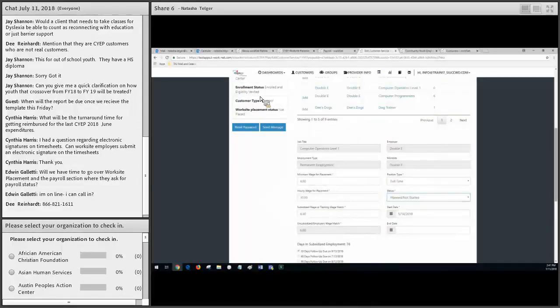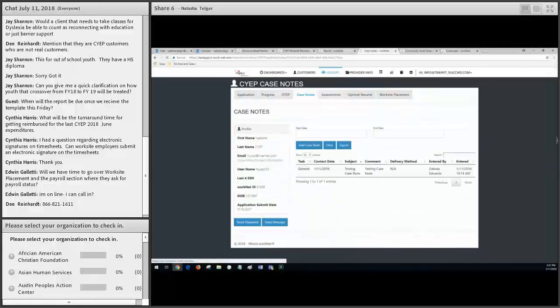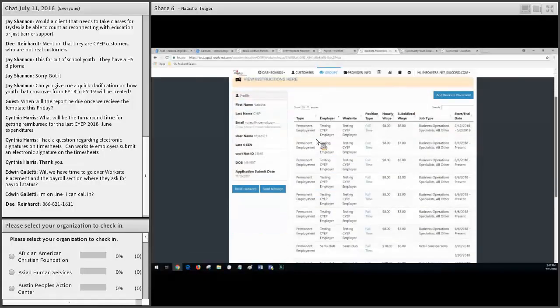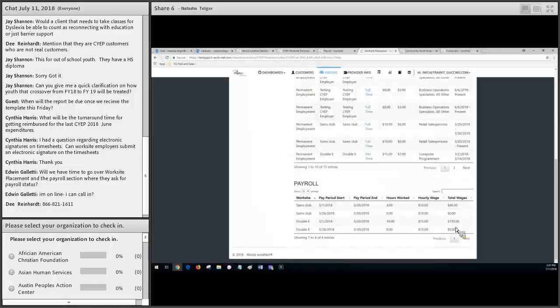And so when you go back to this person, let's see, I don't know if I have anything for my test person. But what you'll notice is that we have these different areas where you can add in information. We also have other areas that are more like summary. So you could see their summary of their case notes, summary of assessments, optional resume. The worksite placement will give you a summary of the different placements. Obviously this is test, I had a whole bunch of junk on here. And then you can also see a summary at the individual level of their payroll uploads.